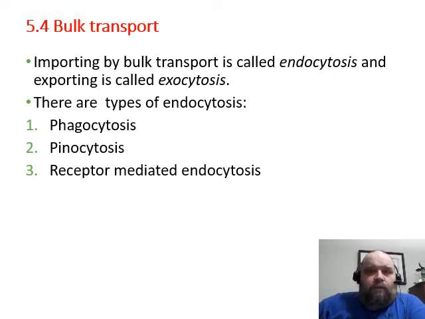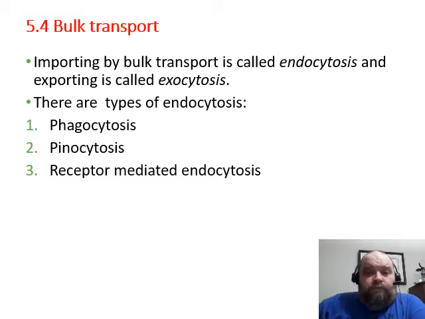Endocytosis. Endo means within the cell. Cytosis, the cell. Cyto. Anytime you see cyto, cell. Endocytosis is movement into the cell, whereas exo, out. Exocytosis, moving out of the cell. We're going to focus on endocytosis for this lecture. We see there are three types of endocytosis.